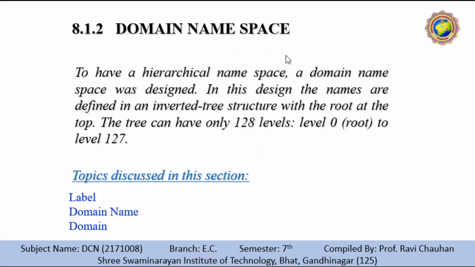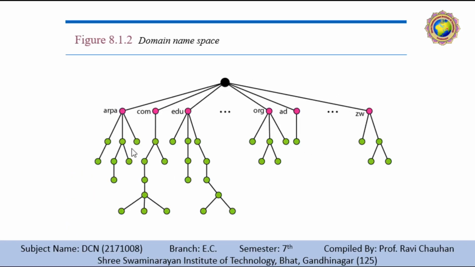Second point is the domain namespace. To have a hierarchical namespace, a domain namespace was designed. In this design, the names are defined in an inverted tree structure with the root at the top, and the tree can have only 128 levels, where level 0 is the root, followed by levels 1 to 127. For this, consider this figure. So it is a domain namespace. It has a root, branches, and sub branches.